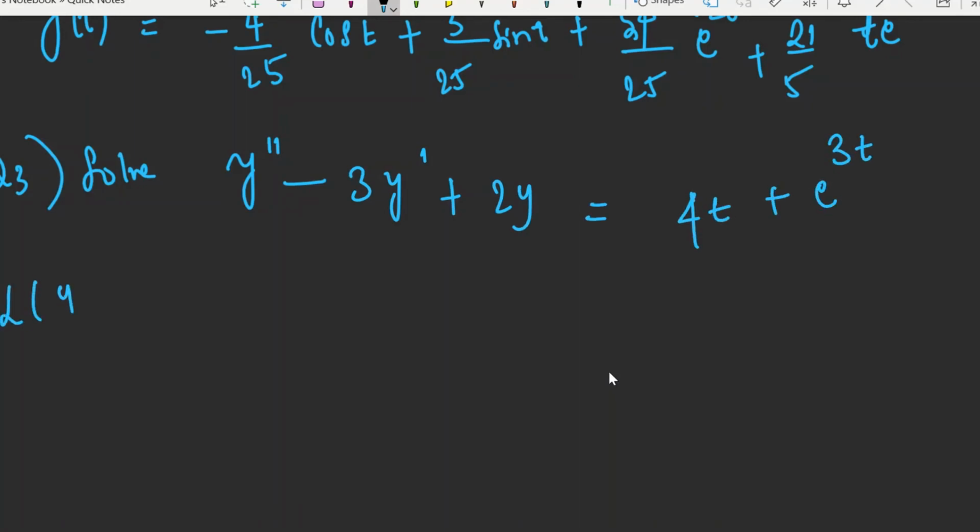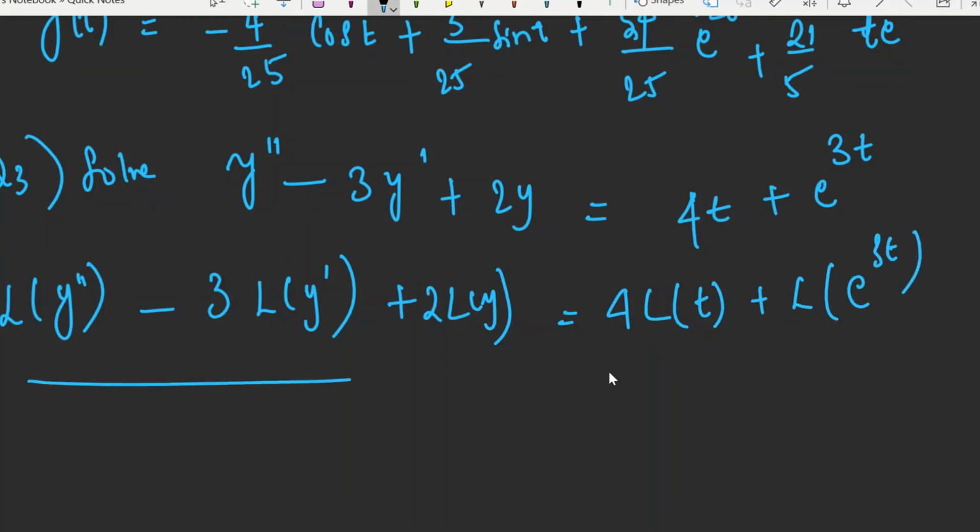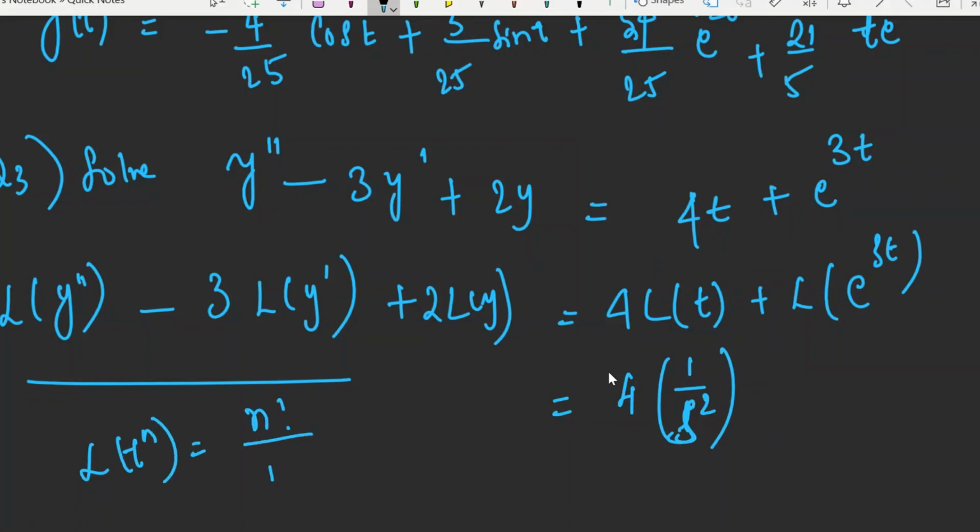So as usual we have to take Laplace transform on both sides: L of y dash plus 2 times L of y equals 4 L of t plus L of e power 3t. So this is not a problem. Here we have to use the formula. Laplace transform of t is 1 by s square, because L of t power n is n factorial divided by s power n plus 1. So here n is 1, so 1 by s square. Here 1 by s minus 3.